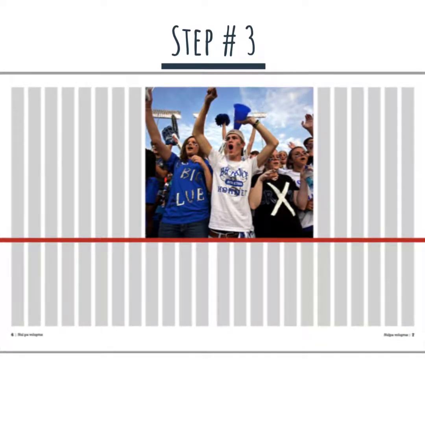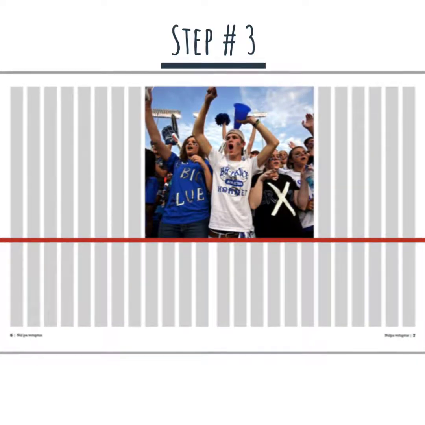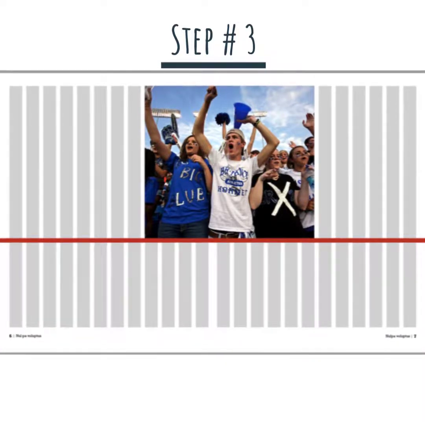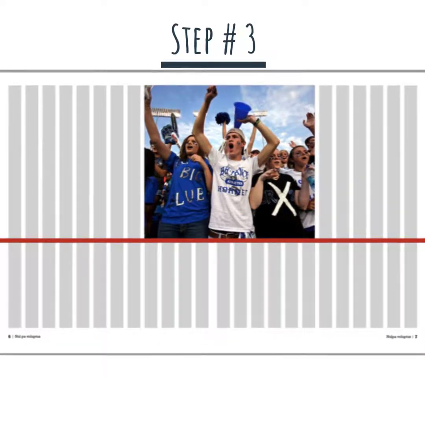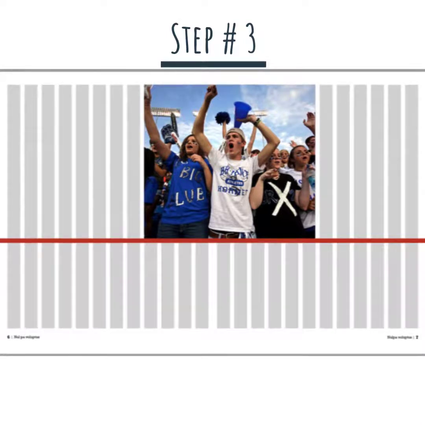Step 3. Allow the dominant photo to guide the placement of an eyeline. Horizontal alignment is created by placing elements above and below the eyeline. For best results, avoid placing the eyeline in the direct center of the spread.